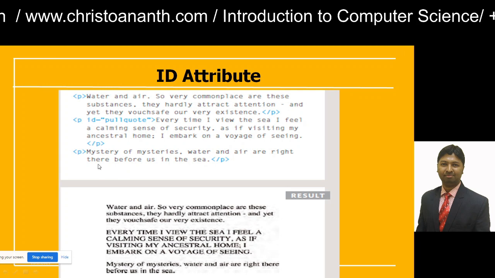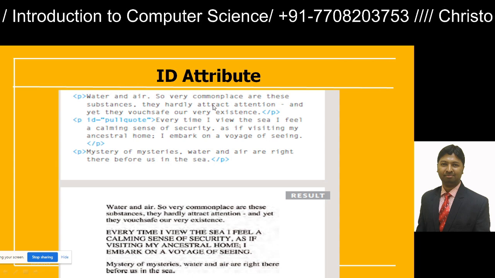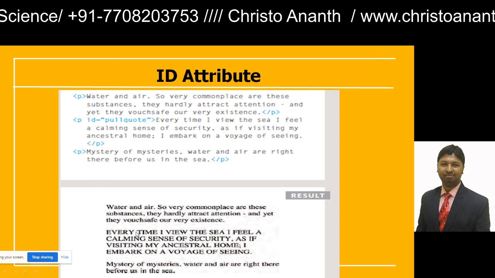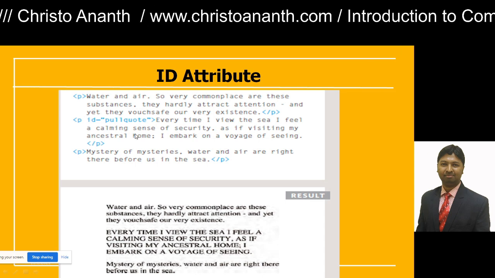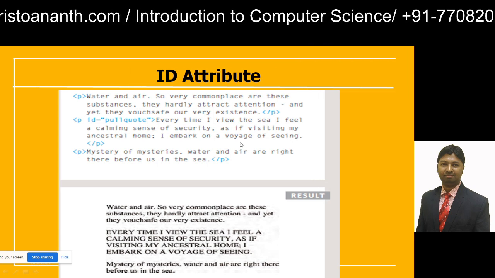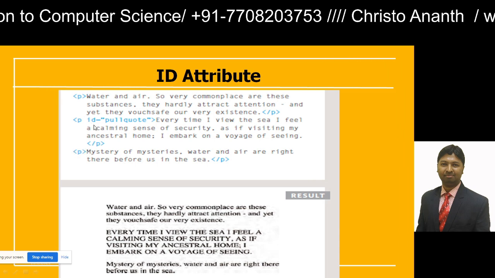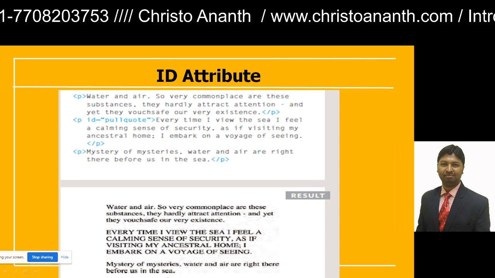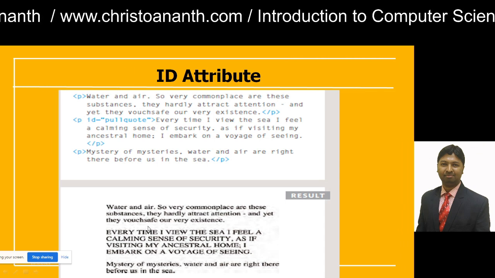So this is an example of the ID attribute. As I told you, for the paragraph, we have the start paragraph tag. Okay, you're going to edit, and then you have the ID. Okay, p id equal to fullquote. So you are going to display everything in uppercase. Okay, every time I view the sea, I feel a calming sense of security, as if visiting my ancestral home. I embark on a voyage of sea. So this one is displayed in capital letters. And afterwards, this one as usual in sentence case. So this is the ID attribute. You can see that this paragraph is different from the first paragraph and the third paragraph.